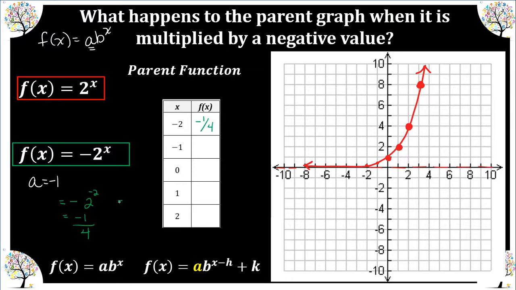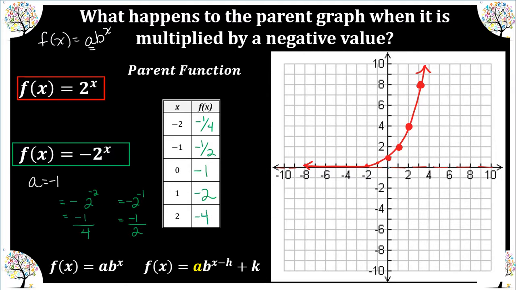When I plug in -1, I still have my negative out front, so that's going to be the -1. This negative exponent tells me I need to take my b factor, my base, to the denominator, and now I have -1/2. When we plug in 0, I have 2 to the 0 is 1, times this negative, I get -1. When I plug in 1, I have 2 to the first, which is 2, times this negative. Remember the order of operations. You do your exponents first and then multiply. So this was 2 to the 1, which is 2, times -1, -2. Here I have 2 squared, which is 4, times -1, -4.